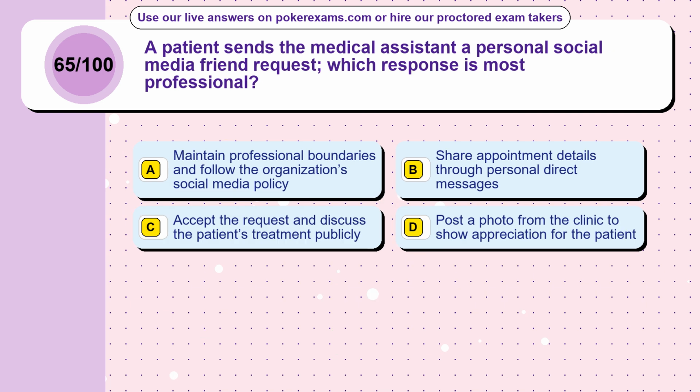Question 65. A patient sends the medical assistant a personal social media friend request. Which response is most professional? Option A, maintain professional boundaries and follow the organization's social media policy. Option B, share appointment details through personal direct messages. Option C, accept the request and discuss the patient's treatment publicly. Option D, post a photo from the clinic to show appreciation for the patient.